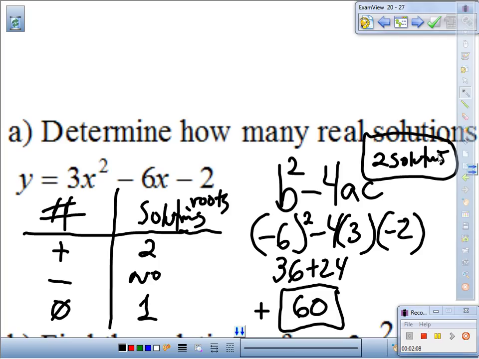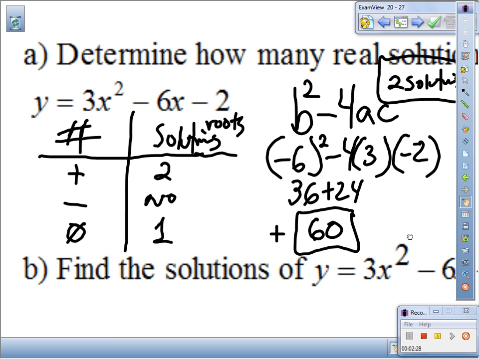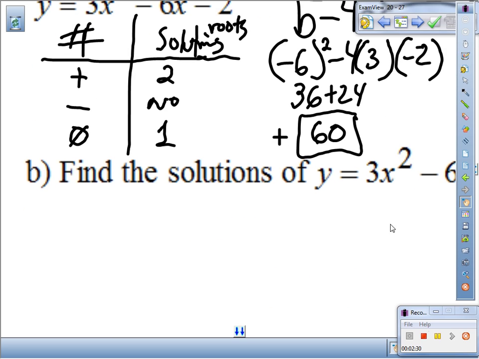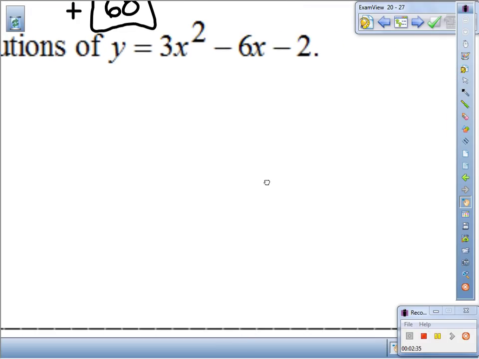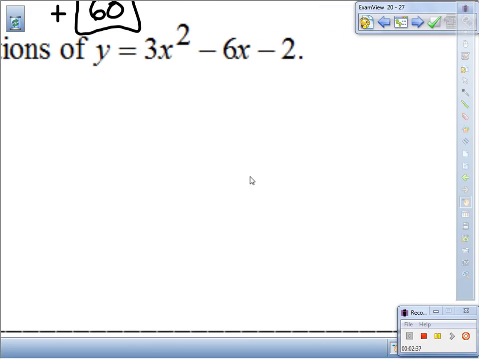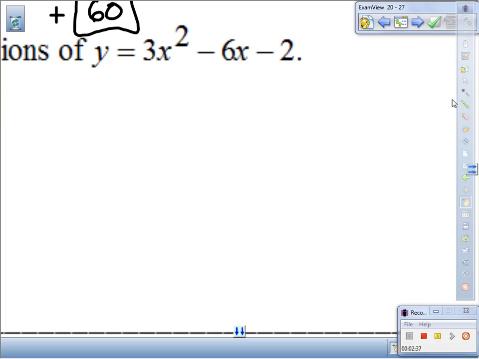Now some of you left it blank and you went straight to solving the quadratic equation, and then you went back and wrote 2 solutions. No, I want you to understand how to do that without even solving the equation. Okay? Let's go to part B. It says, find the solutions now to that equation. Part B, find the solutions. All right, so let's solve this equation.